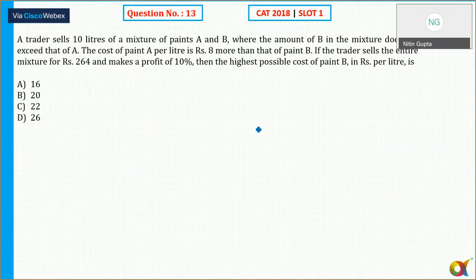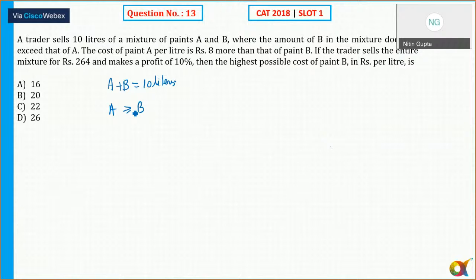13. Again, based on arithmetic. In fact, all the questions were based on arithmetic here, the first couple of questions. It says a trader sells 10 liters of mixture of paint A and B. The amount of B in the mixture does not exceed that of A. So it means A is always greater than or equal to B. So B can, at the max, be equal, or it will always be less.